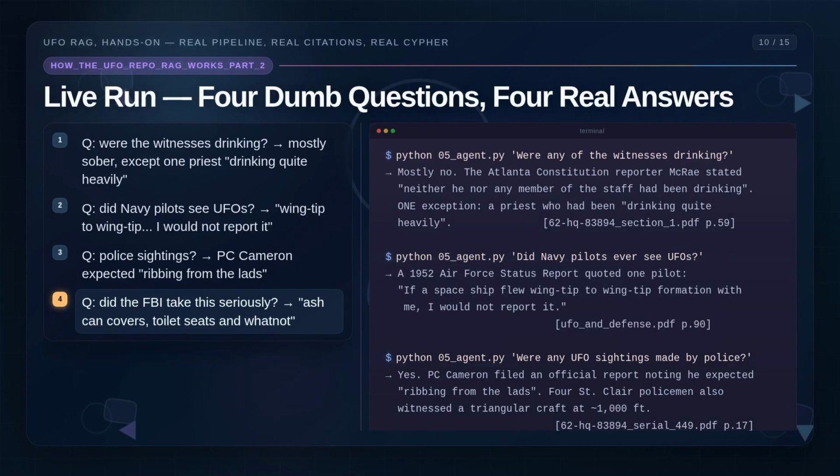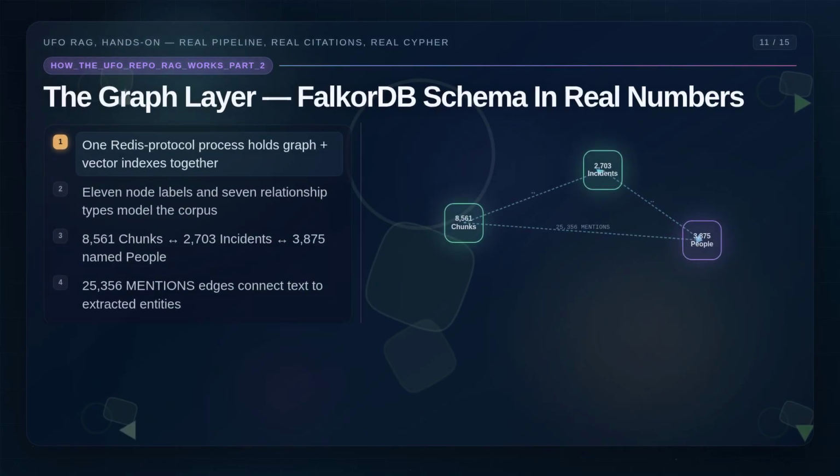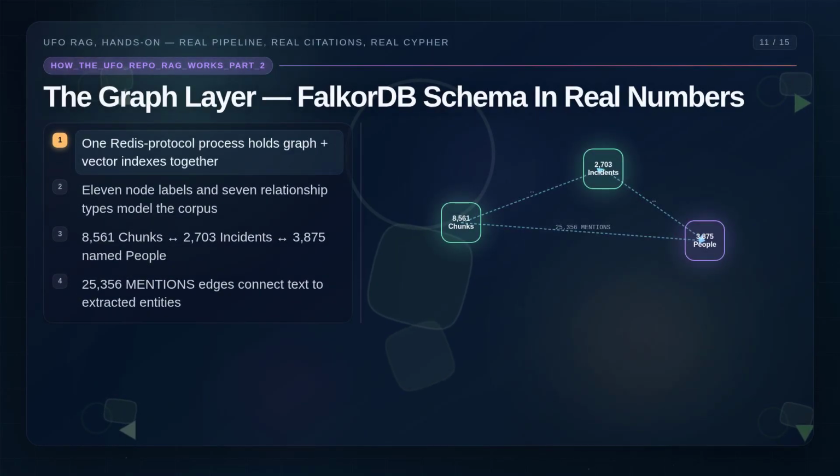Every one of these answers has a citation back to a specific FBI page. Plain RAG handles "what does File X say" beautifully. It chokes on relational questions like "list all incidents in 1947 with named witnesses," because those are inherently relational, so we layer in a graph. FalkorDB is a Redis protocol database that holds graph structure and vector indexes in a single process. One Docker container, fast Cypher, hot right now.